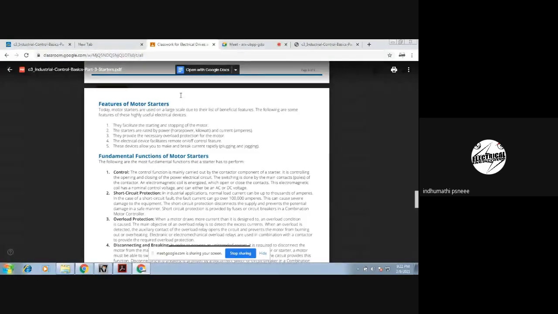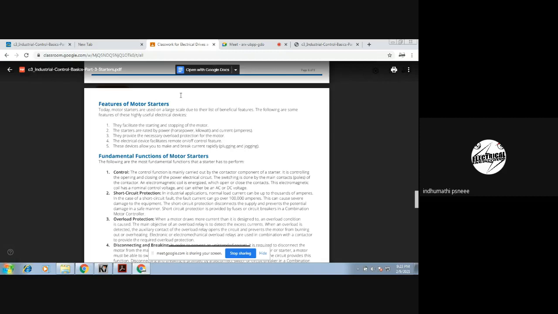Features: they facilitate the starting and stopping of the motor, and the starters are rated by power, horsepower, kilowatt, and current. They provide the necessary overload protection for the motor. The electrical device facilitates remote on and off control. This device allows you to make and break current.